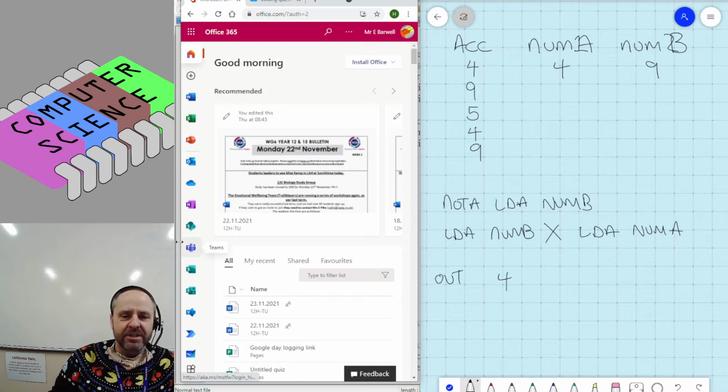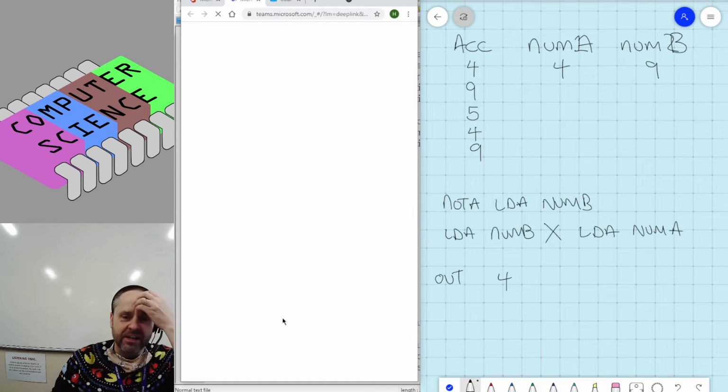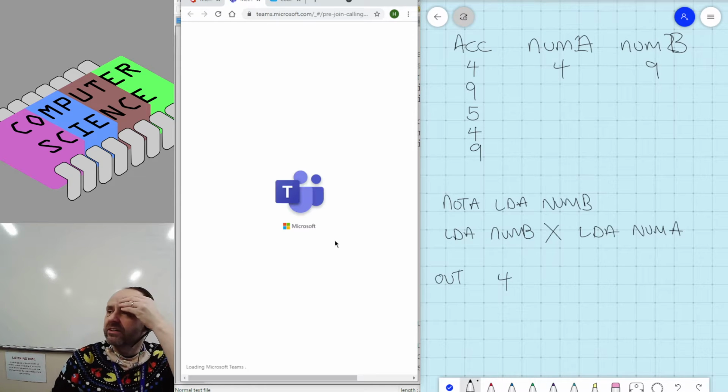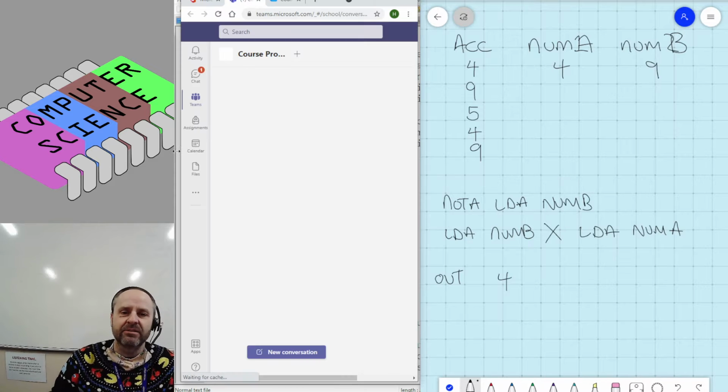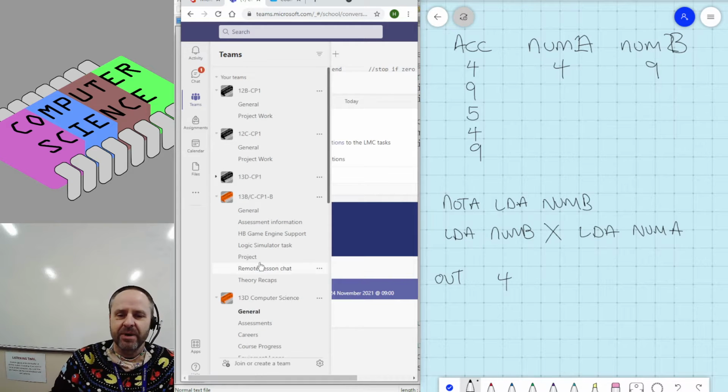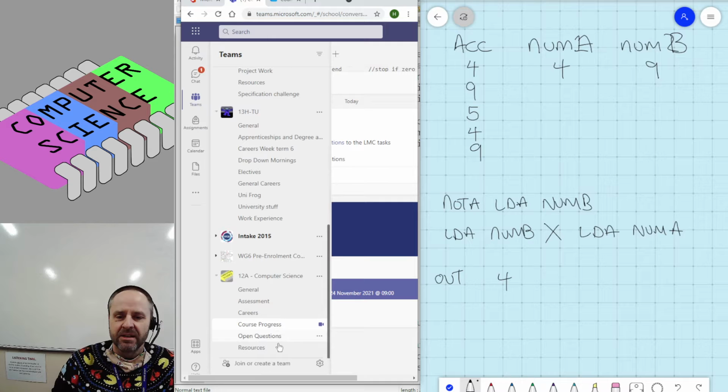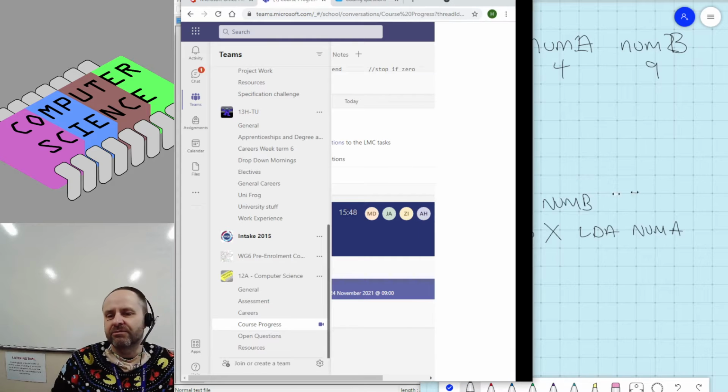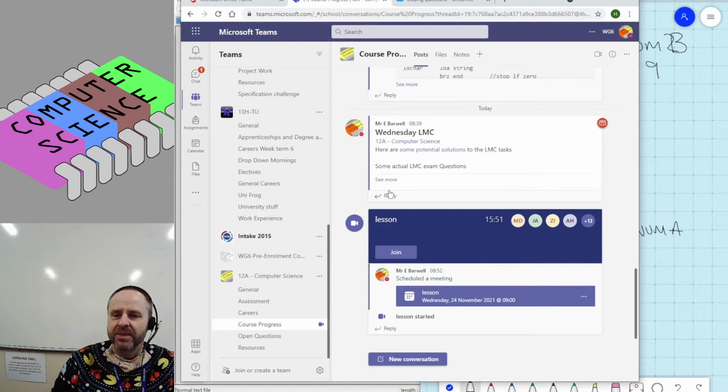Oh, I'm not in my Teams now. If it stops sharing the screen, let me know, because I'm just going back to Teams a different way. Oh, Teams is rubbish. You are total rubbish.